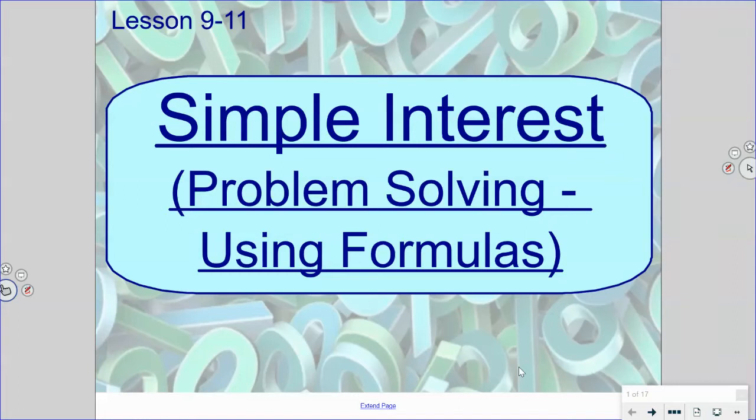Howdy, y'all, and let's talk about money, shall we? Today's lesson is entitled Simple Interest. The textbook calls it problem solving using formulas. Chapter 9, Lesson 11. Let's begin.